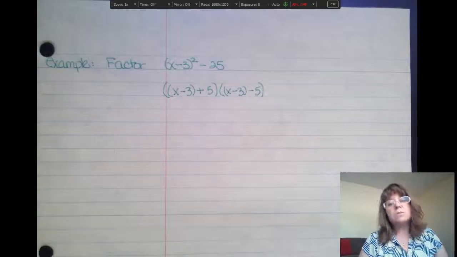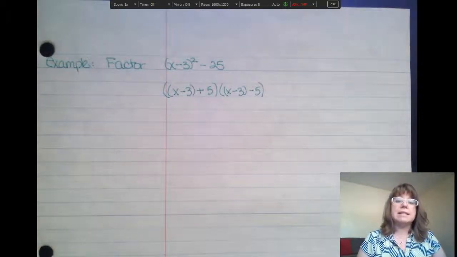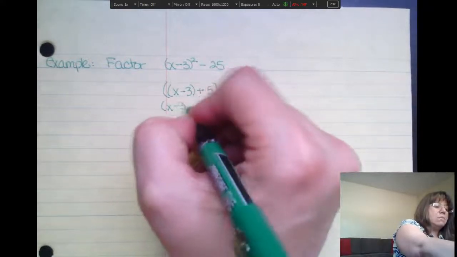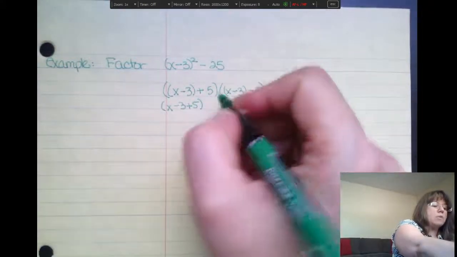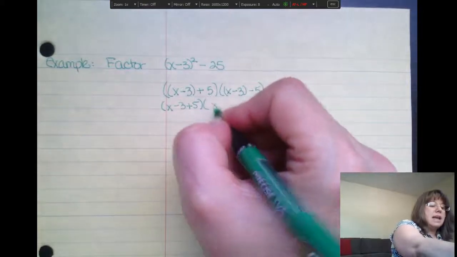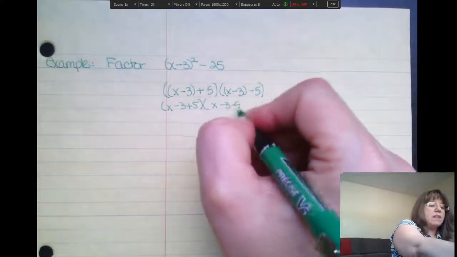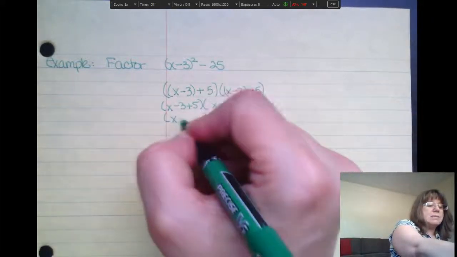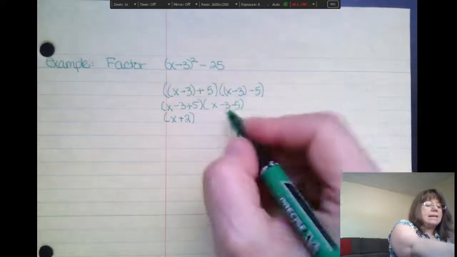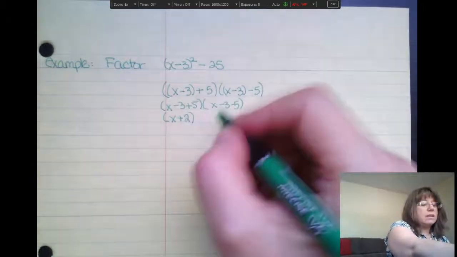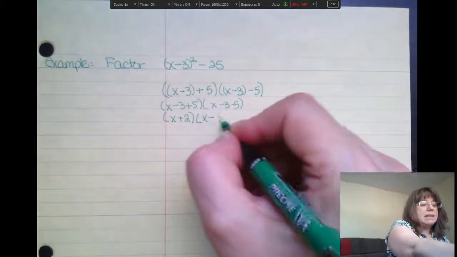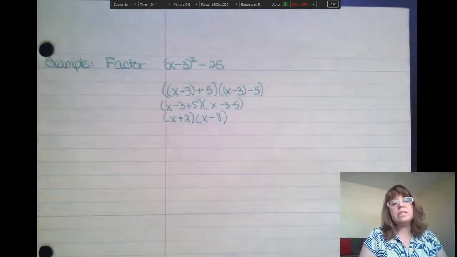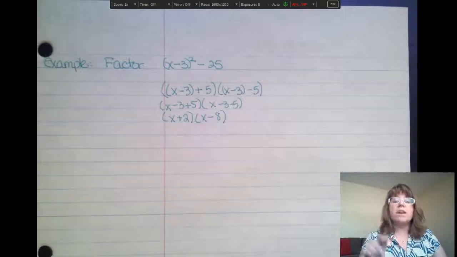Now I do have some like terms in there, so I don't want to just leave it as is. So in essence, I have x minus 3 plus 5. I'm just going to drop those internal parentheses. x minus 3 minus 5. x minus 3 plus 5 is x plus 2. And x minus 3 minus 5 is x minus 8. And that's it. We did reduce it down to the factors involved with this problem.